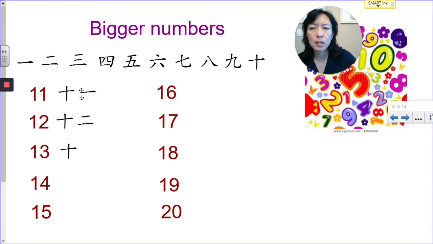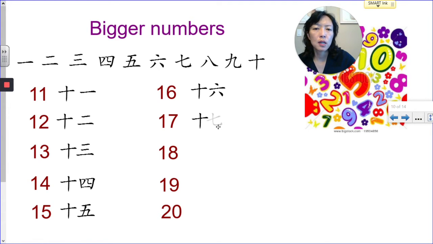13. Keep going. 14. How do you do 15? You still start with a 10, and then number 5. 16. 17. 18. 19.